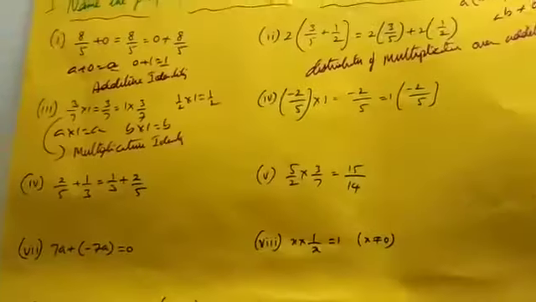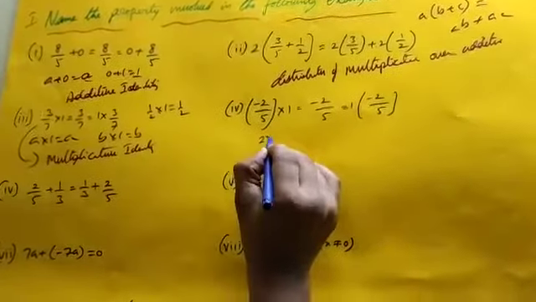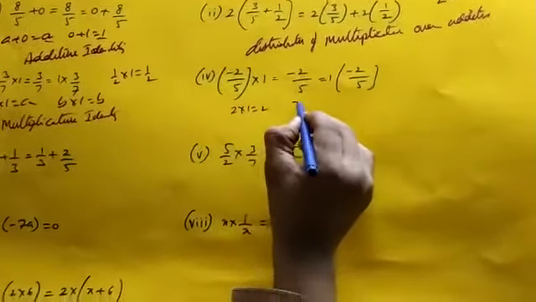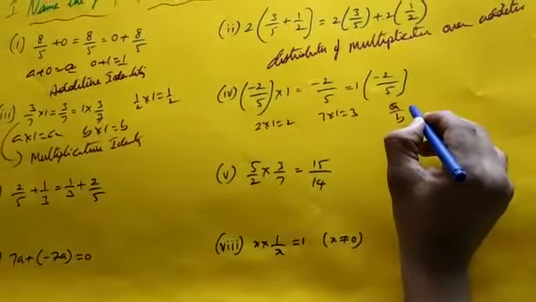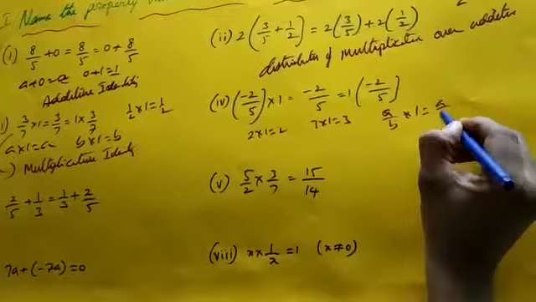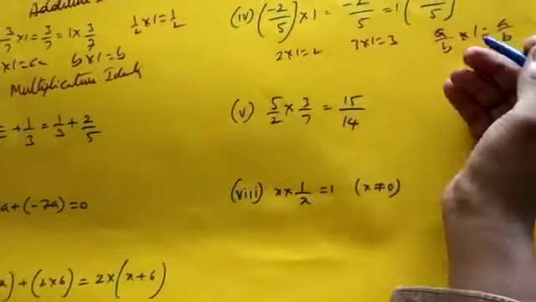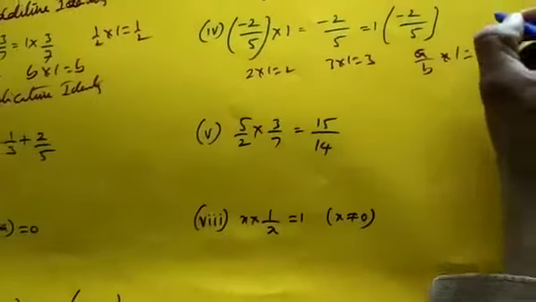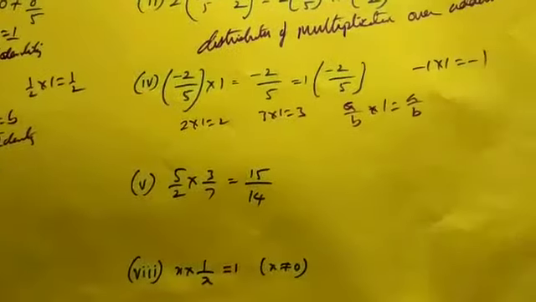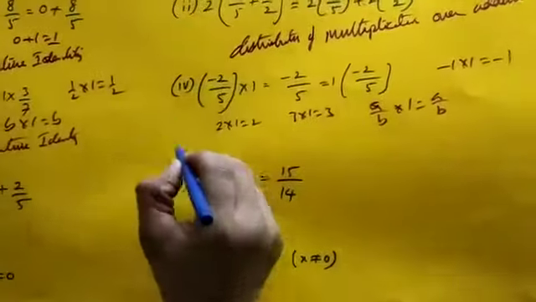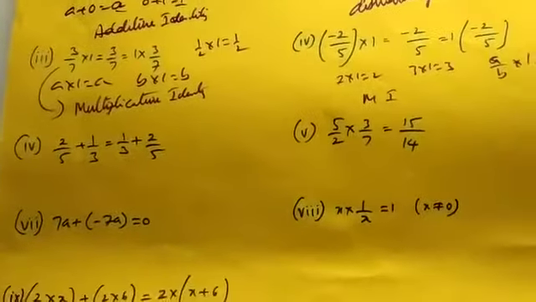Go to 4. This is also multiplicative identity. Therefore, 2 into 1 is equal to 2, 3 into 1 is equal to 3, and a by b into 1 is equal to a by b. You take any natural number or rational number, or any number, under multiplication with 1, the result is itself. At the same time, minus 1 into 1 is equal to minus 1. Yes or no? This is called multiplicative identity also.